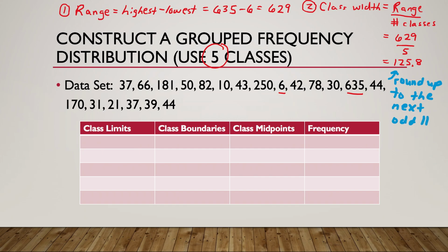And the reason why is that when we go to do our calculations for columns like the midpoints, having our width odd makes those calculations a little easier. So this 125.8, I'm going to bump to 126, but 126 is not odd, and so I'm going to keep bumping, and I'm going to bump to 127.